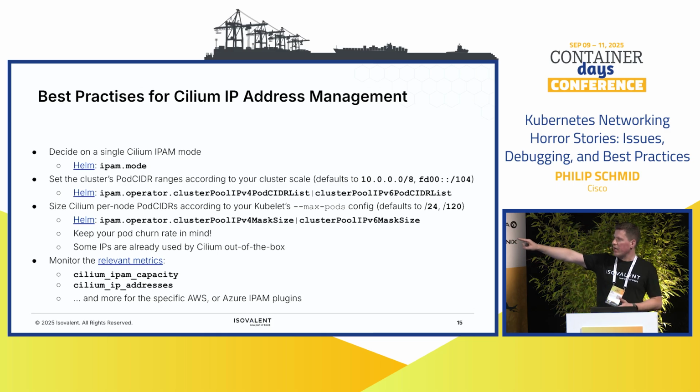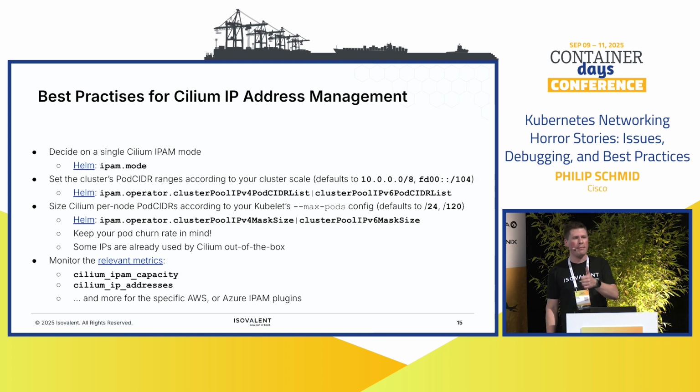Last but not least, I would like to highlight two pretty helpful metrics there. That's the Cilium IPAM capacity metric and the Cilium IPAM address metric. Both can be super helpful to spot potential shortcomings of IP addresses on specific nodes. So make sure you use them within your Grafana dashboards or build alerting based on that, for example, within your Prometheus.